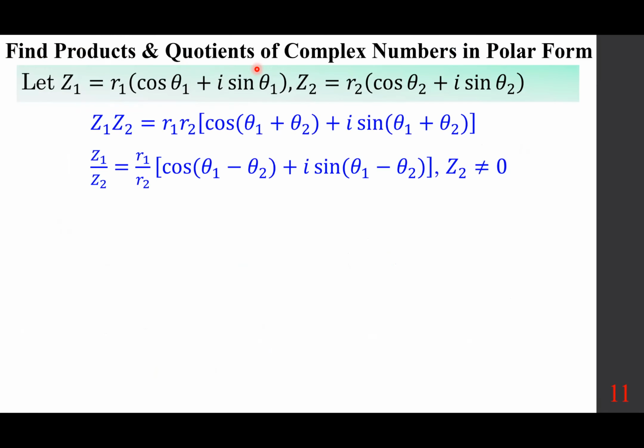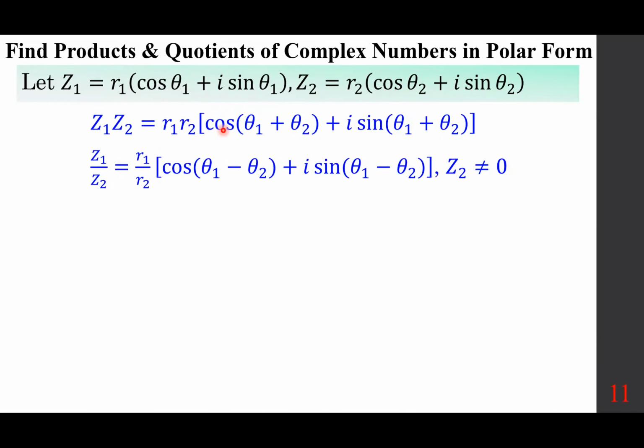We want to find the product and quotient of complex numbers in polar form, where z sub 1 is r1 cosine theta 1 plus I sine theta 1, and z sub 2 is r2 cosine of theta 2 plus I sine of theta 2. That represents two different numbers. For the product, you multiply the r's and then you add up the arguments. For the division, you divide the r's and you subtract the second argument, the bottom argument, from the top argument. I have left the proof of this one at the end of the PowerPoint, so you can look at it.